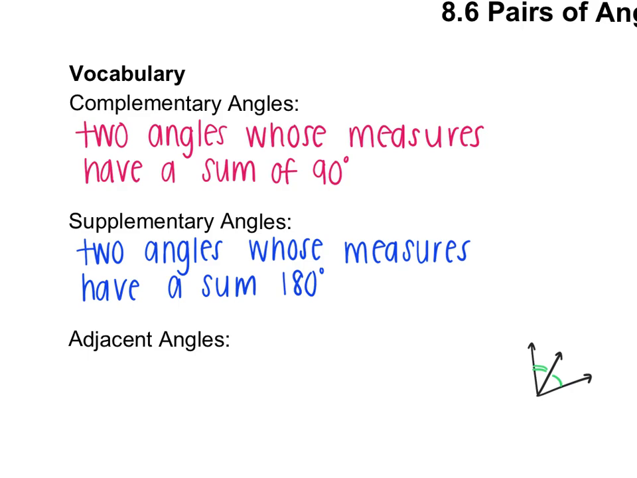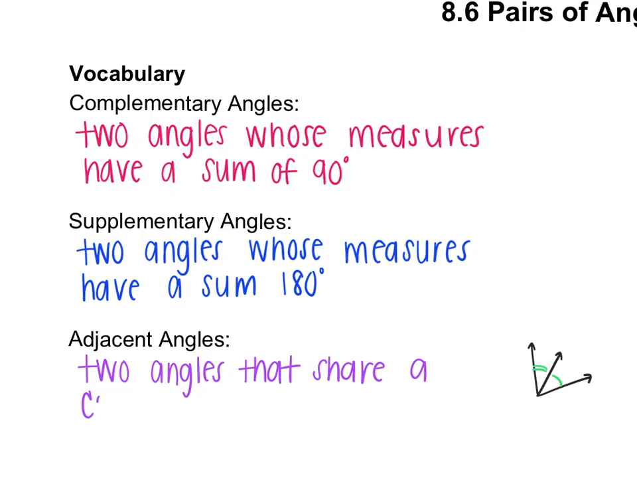Let's write that definition for adjacent. 2 angles that share a common vertex and side. And they obviously can't have 2 sides in common, it would just be the same angle. So 1 side in common, in the example I drew, it's this side that I'm drawing in purple right there, and then obviously the vertex right there. So those are adjacent angles.